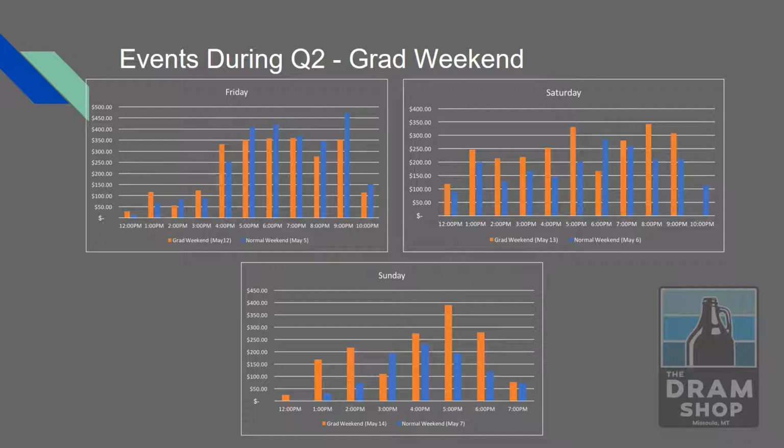So here we have the sales per hour during grad weekend. As you can see, for Friday, the latter part of the day showed high amounts of sales. Saturday was relatively consistent, and Sunday showed an increase in sales over the average Sundays, the average weekends in that quarter.